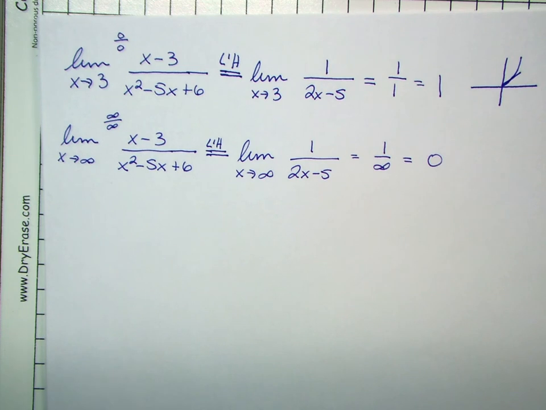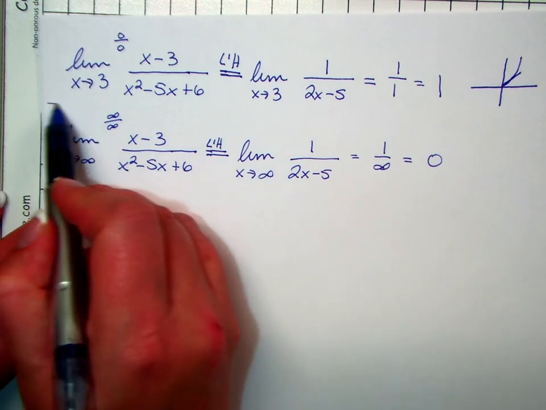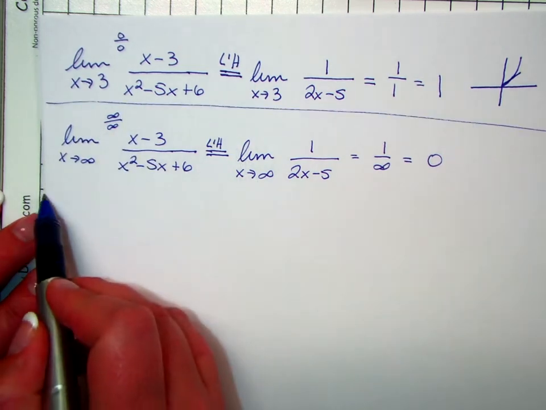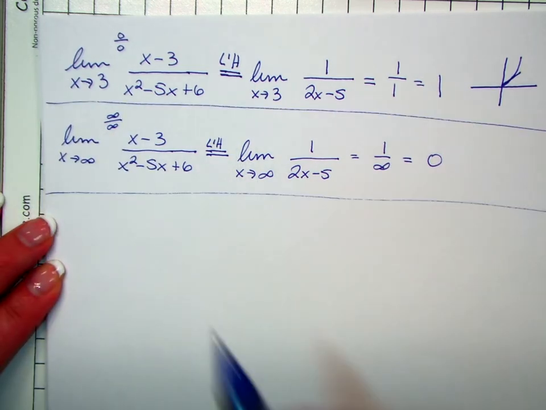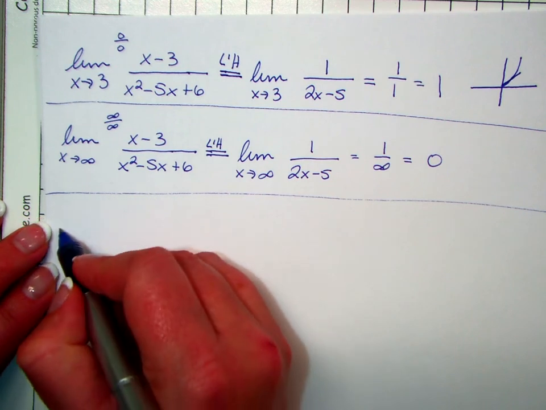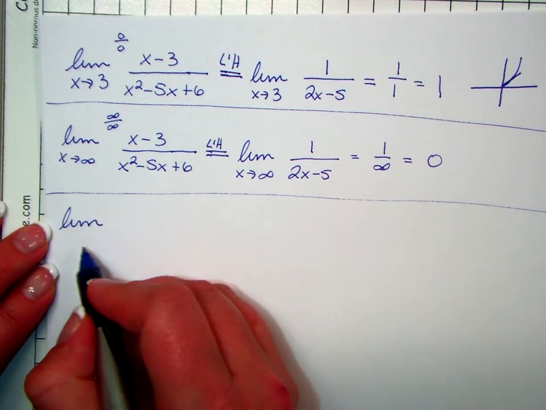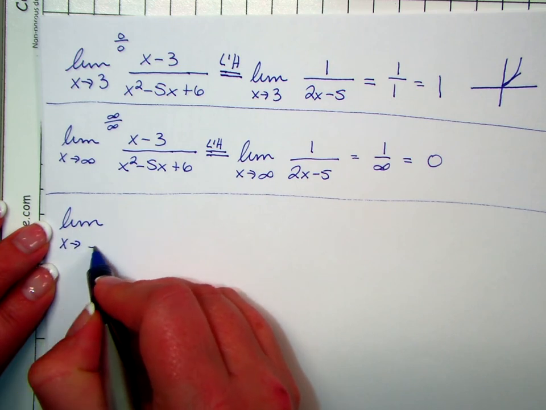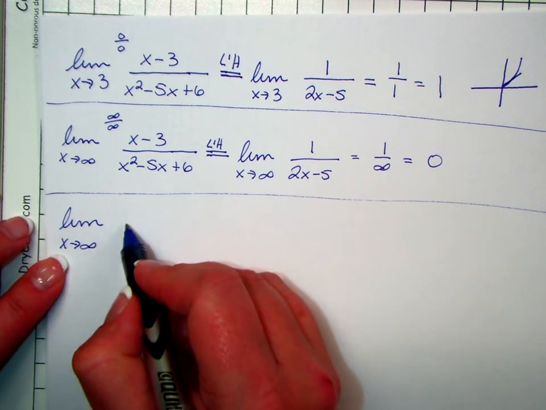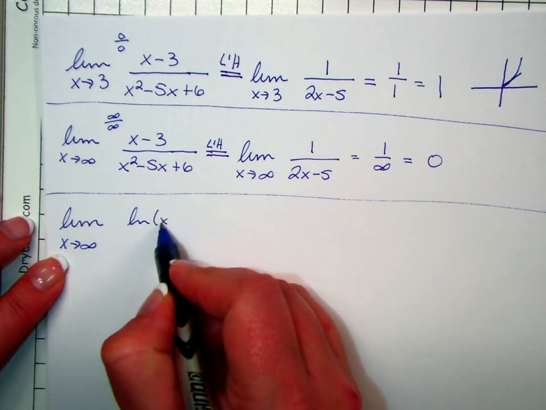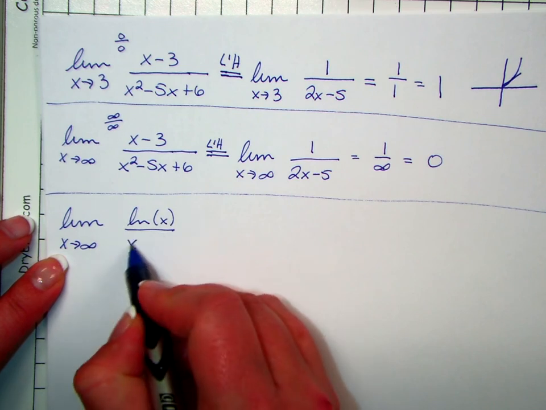All right, so let's just go ahead and work a few more examples, right, using L'Hopital's rule on these quotients. So let's do the limit as x heads to infinity of ln of x over x minus 1.